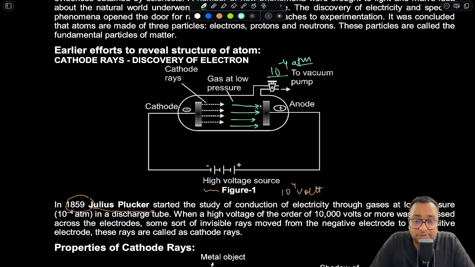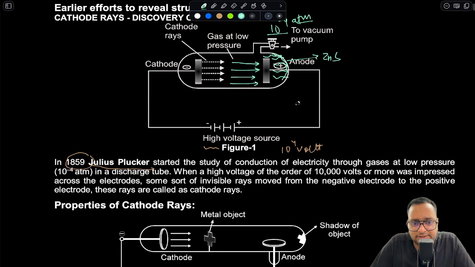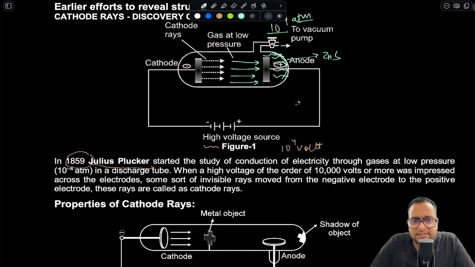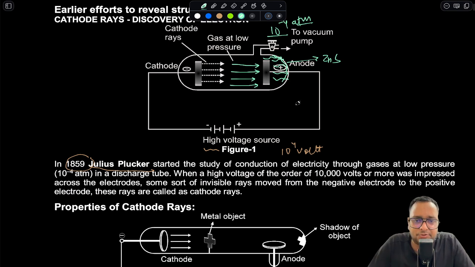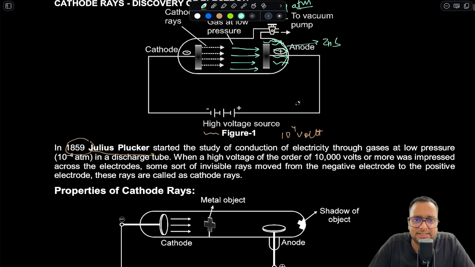But at a very low pressure and very high voltage, electricity was passing, meaning some ray was passing. That was an invisible ray. And when we apply a zinc sulfide (ZnS) screen at the back, we see it illuminate. So in 1859, Julius Plucker was doing the experiment, and the invisible ray that seemed to be generated from the cathode side has been named the cathode ray.